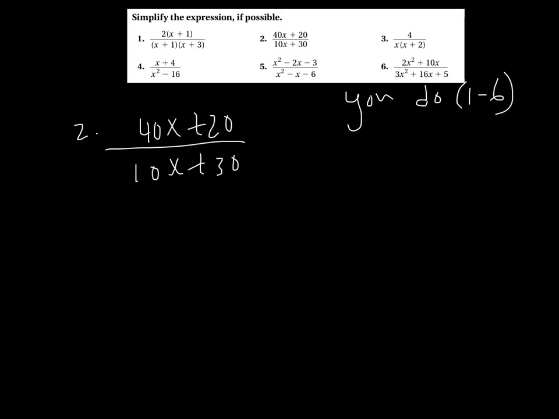Okay, so this is the part where you're going to start working on your own. You do 1 through 6. I'm going to do number 2 for you. Do 1 through 6 first, then check back. Press pause.